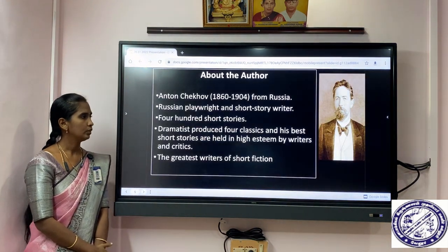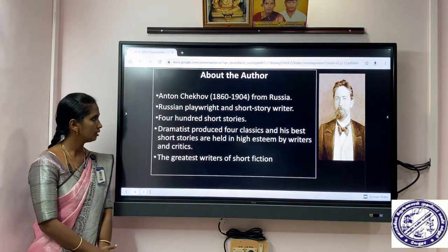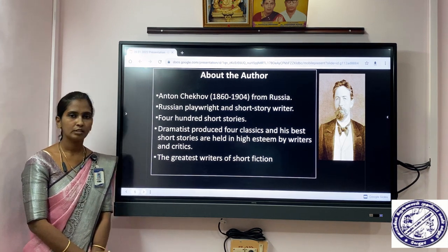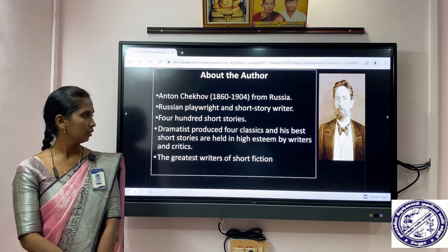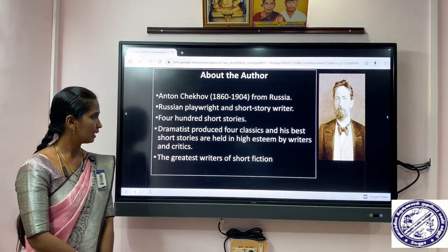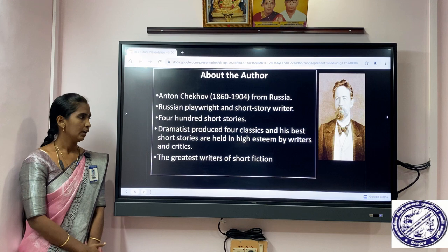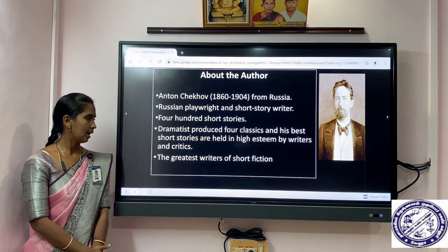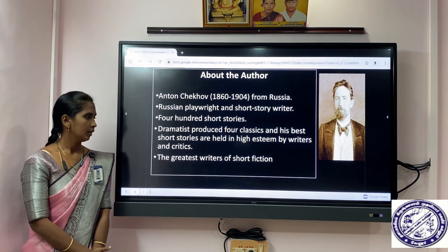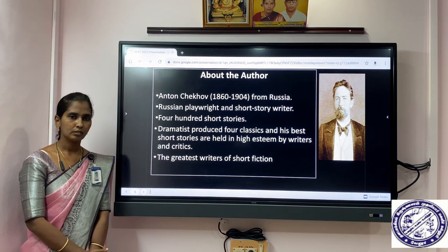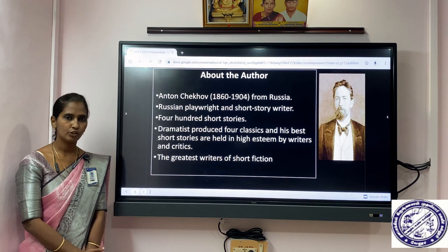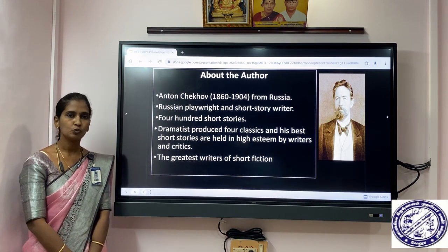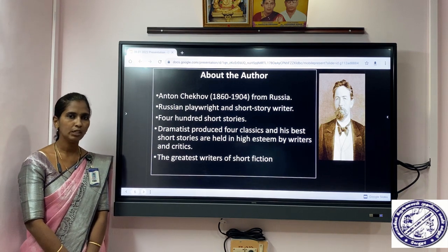Anton Chekhov, as I said earlier, is a Russian playwright and short story writer. He has written more than 400 short stories, and he has produced 4 classical plays, and his short stories are held in high esteem by readers, writers and critics. He is considered to be one of the greatest short fiction writers in the history of literature. With that short intro, I'll introduce you to the characters in the short story Chameleon.